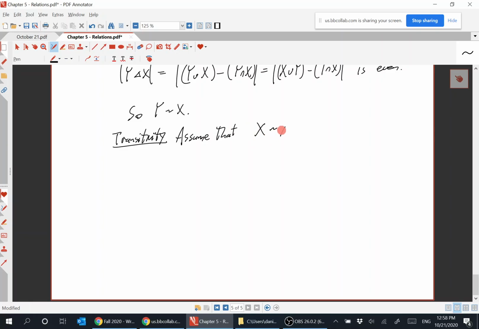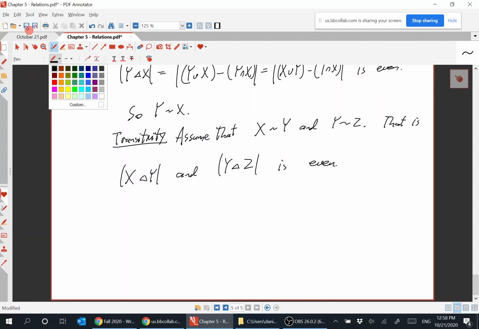So assume that X is related to Y and Y is related to Z. Right, that is, X symmetric difference Y and Y symmetric difference Z is even.